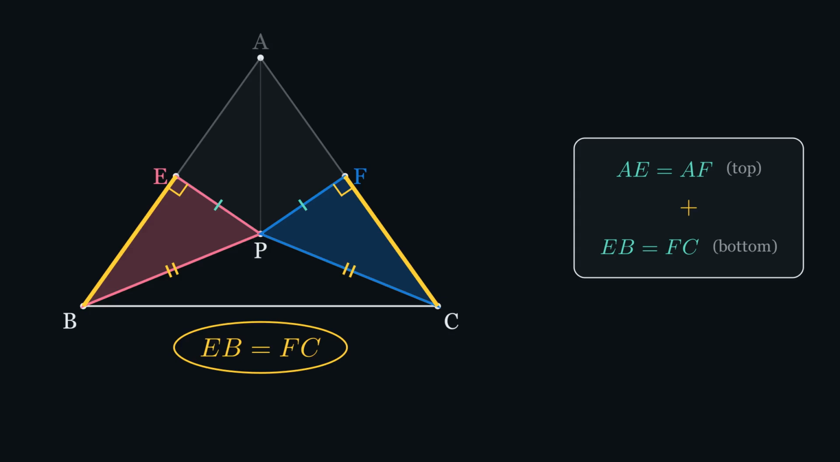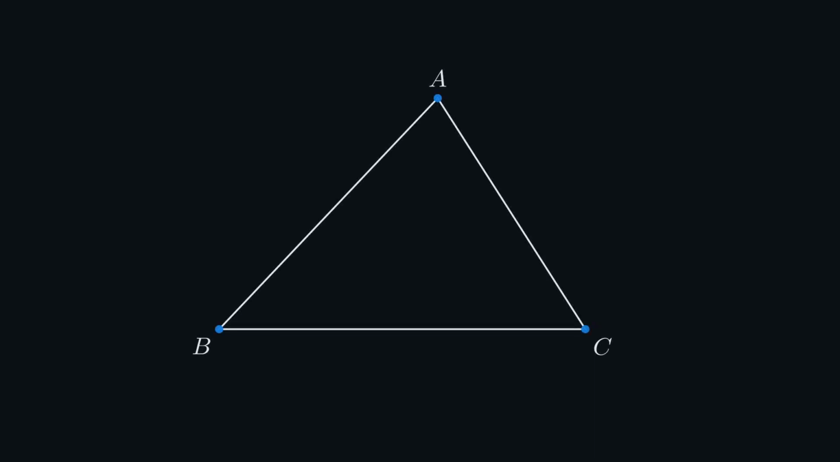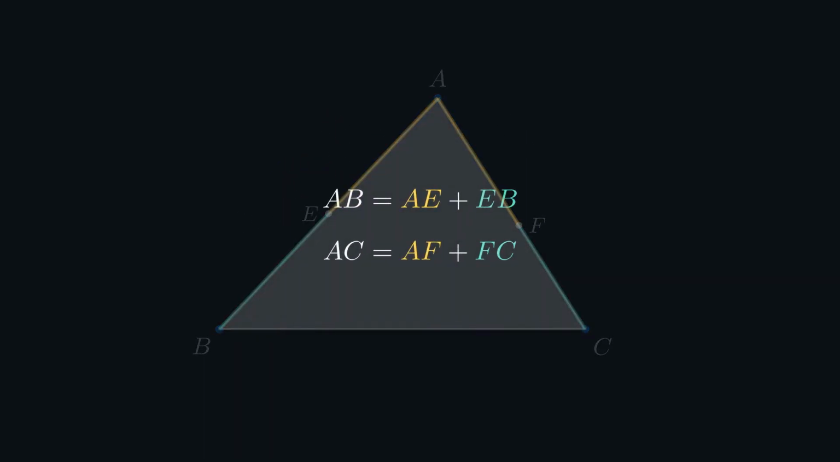Now I just add them together and the whole thing snaps shut. Here's the finish. Side AB is made of two pieces, the top piece AE plus the bottom piece EB. That's just the whole side split at point E. Same story on the right. Side AC is the top piece AF plus the bottom piece FC, split at point F. Now substitute. We proved AE equals AF. We proved EB equals FC. So AB, which is AE plus EB, has to equal AC, which is AF plus FC.